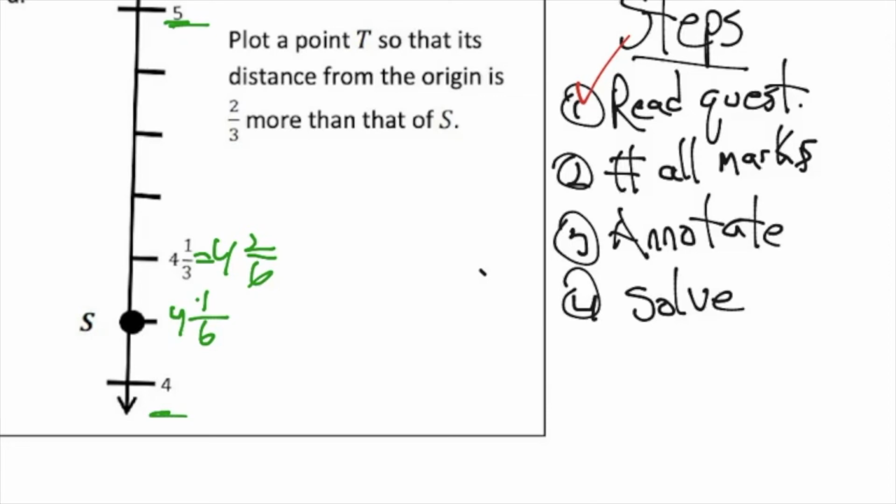All right, let's continue numbering all of our marks. 4 and 3/6, which is the same as 4.5, just saying. 4 and 4/6, 4 and 5/6, and last we have 5, which is the same as 4 and 6/6. Okay, so now we are done with step 2. Step 3 says annotate.